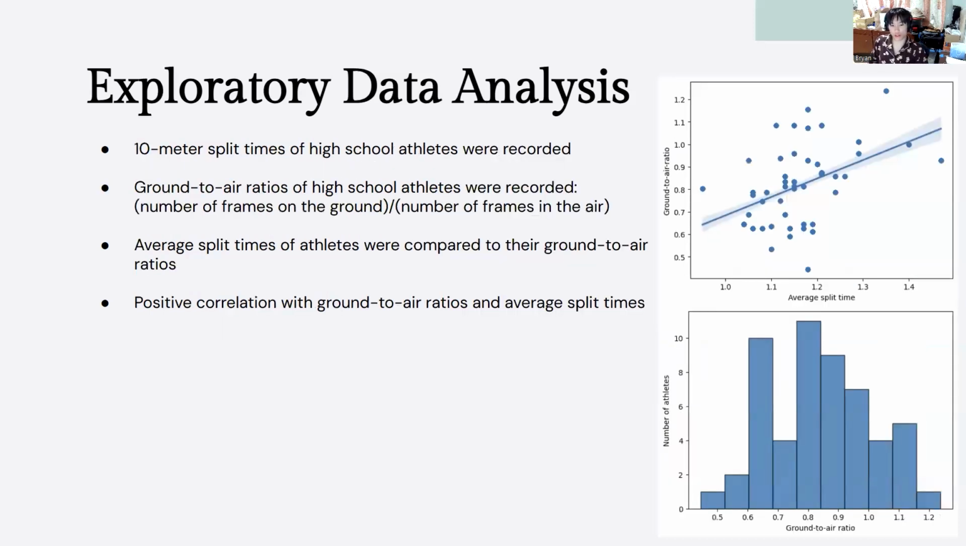Moving on, we also compared the ground to air ratios of specifically high school athletes with their average split times during a workout. The ground to air ratio was calculated by dividing the number of frames in a video recording in which an athlete was on the ground by the number of frames that the athlete was fully in the air. Observing the histogram, we saw that high school athletes tended to stay in the air slightly longer than they did on the ground in general. And comparing those ratios to average split times through a linear regression graph, we saw a positive correlation in splits and ratios. A lower ground to air ratio generally meant a faster speed achieved.